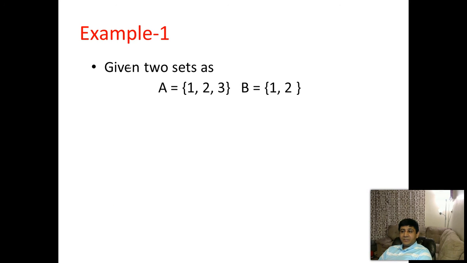Let's look at some examples here. Suppose two sets are given to us: a set A, which has elements 1, 2, 3, and set B, which has elements 1 and 2 in it. Our goal is to find out if A is a subset of B. What are we looking for here? We need to look if every element of A is in B. You can see that not every element of A is in B. 1 is in B, 2 is in B, but 3 is not in B. So that means it does not satisfy the definition. A is not a subset of B.